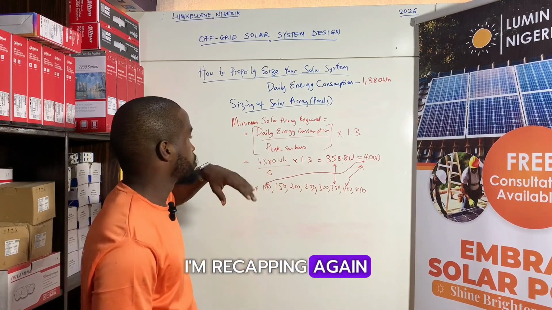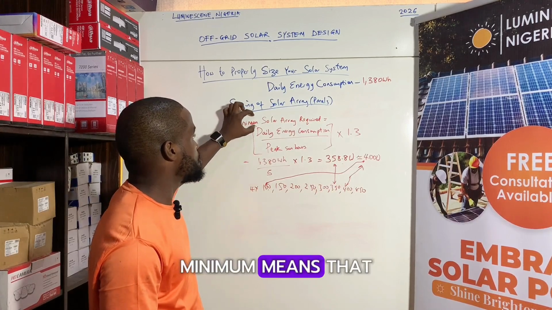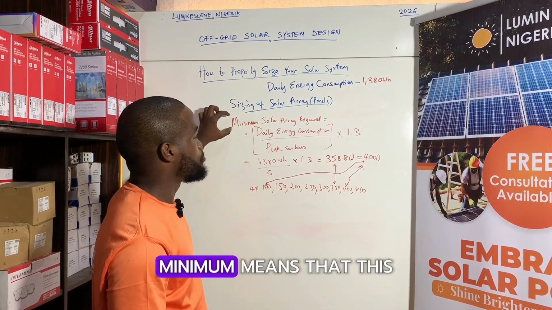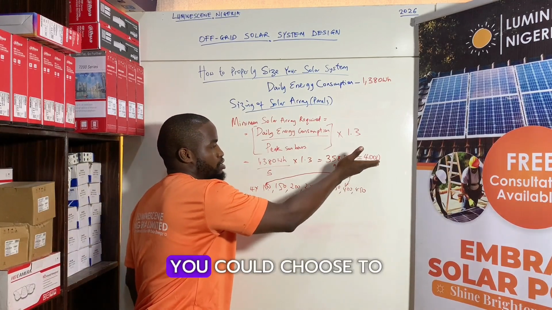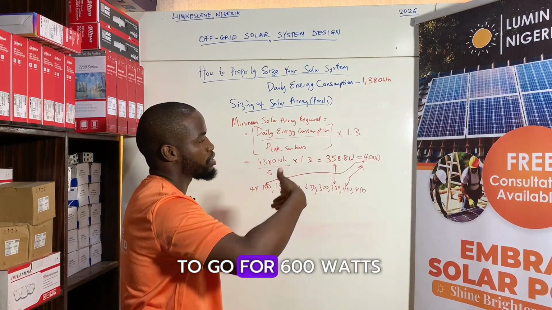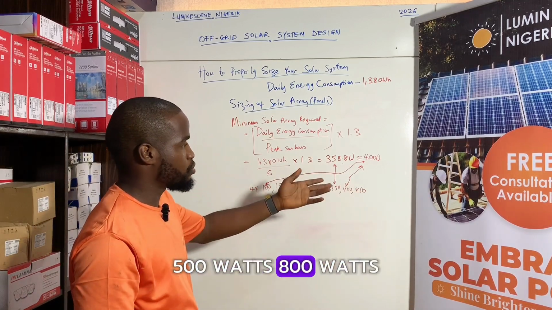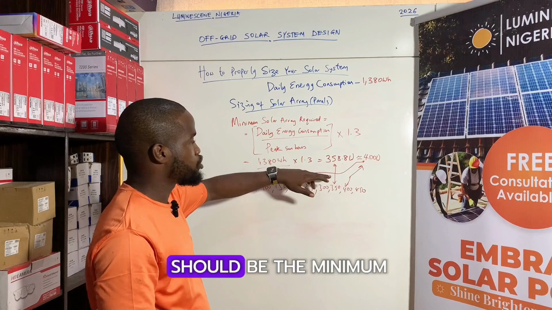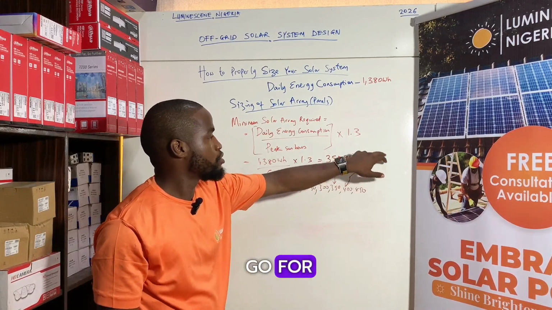I'm recapping again the formula. Now this is the minimum. Minimum means that it should be the benchmark. You could choose to go for 600 watts, 500 watts, 800 watts, 1000 watts, but this should be the minimum, the benchmark you should go for.